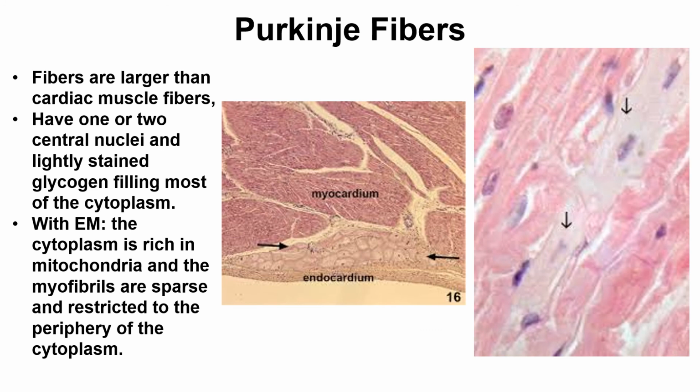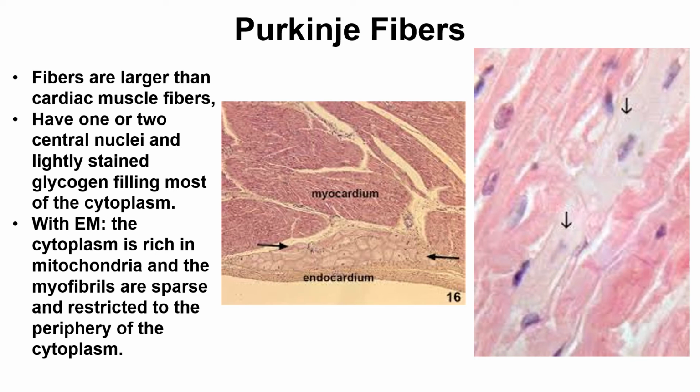Let's look at the left-hand figure. The area labeled by these two arrows is the subendocardial region. Fibers in this region are larger than the contractile fibers of the myocardium. These fibers are Purkinje fibers.